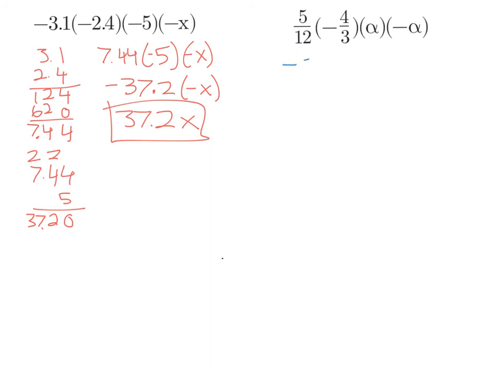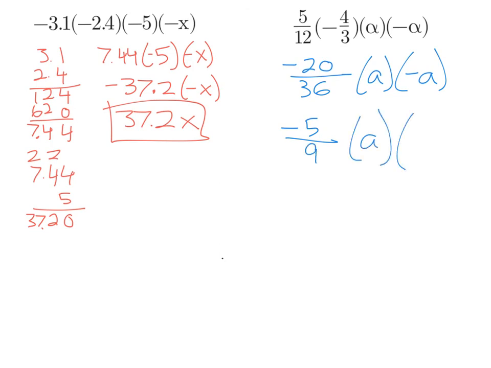So I have negative 20 over 12 times 3 gives me 36, times that weird little cursive A times negative weird cursive A. Now I want to simplify here. Negative 20 over 36. I know 2 goes into both of those. Is there a bigger number? 4 goes into both of those. 20 divided by 4 gives me 5. 36 divided by 4 gives me 9. So I'm just taking it one step at a time.